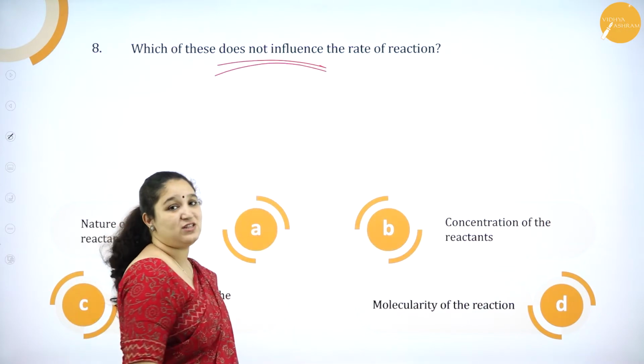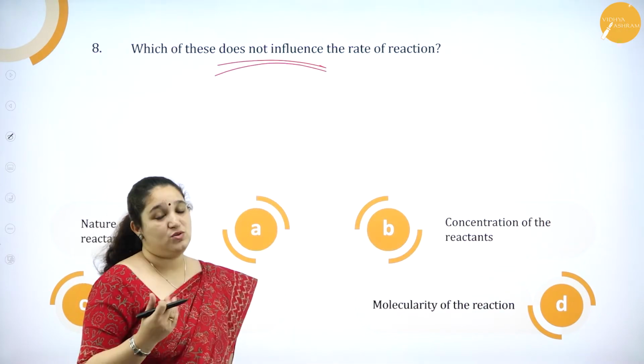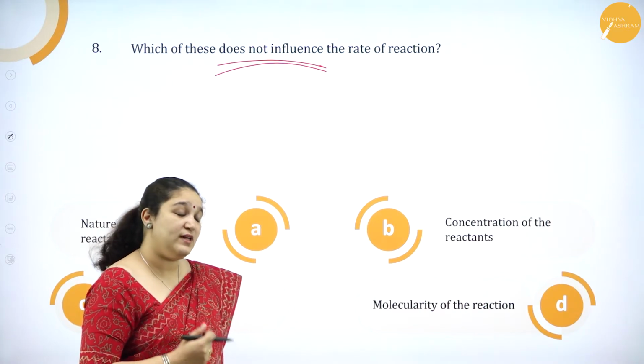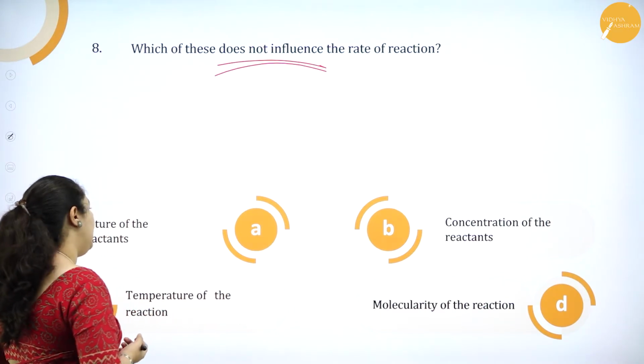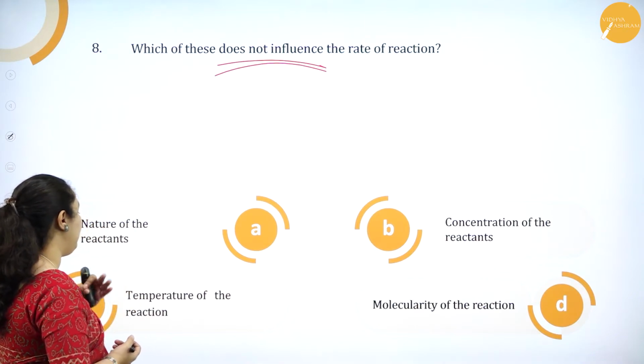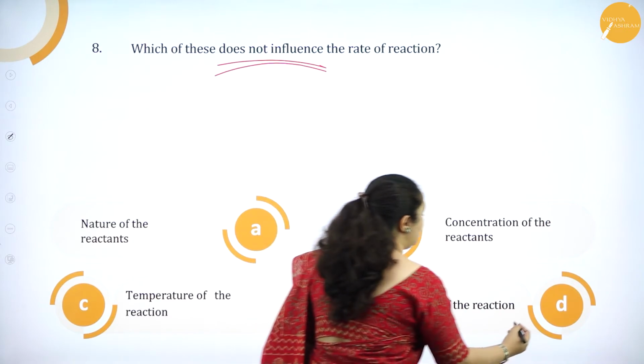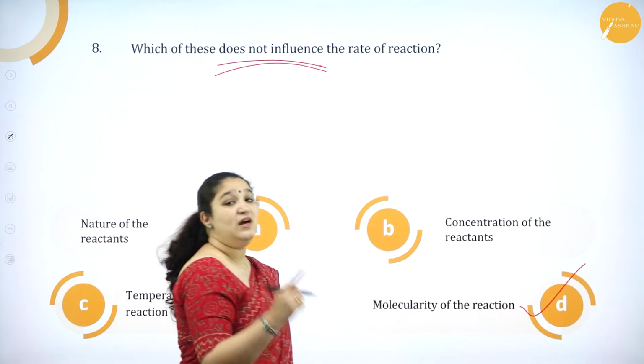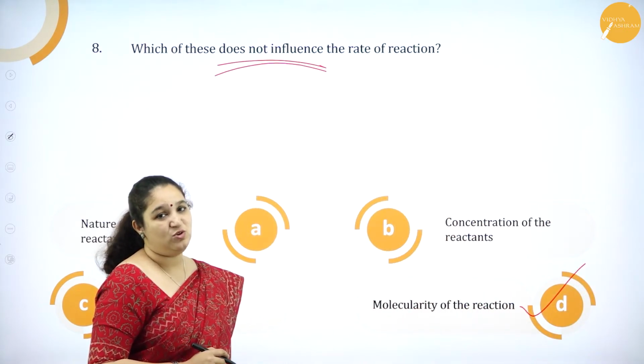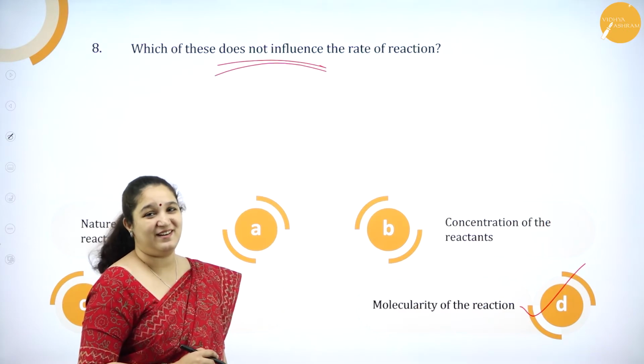So, what will not influence or what will not affect? Nature will affect, concentration will affect, temperature will affect. Molecularity of a reaction does not have an effect on the rate of the reaction. So option D is the correct answer.